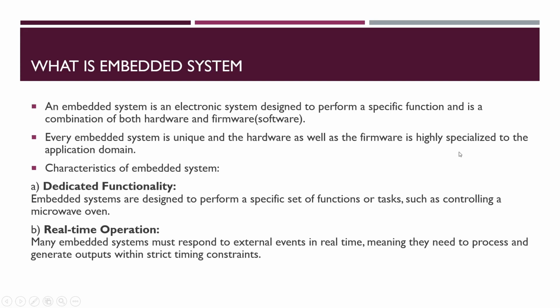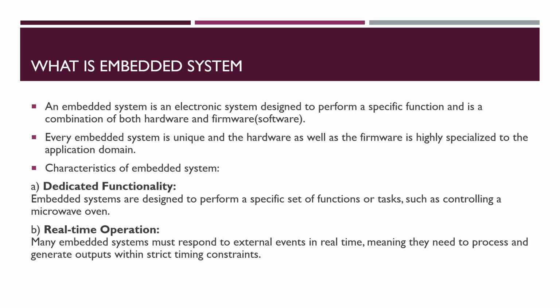So let us understand what is an embedded system. An embedded system is an electronic system designed to perform a specific function and is a combination of both hardware and firmware, like software. An embedded system is unique in hardware as well as firmware and highly specialized to the application domain.